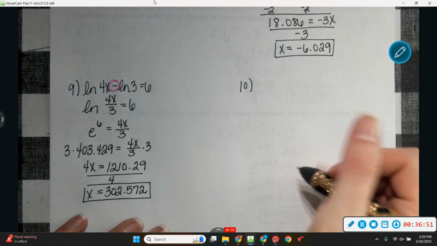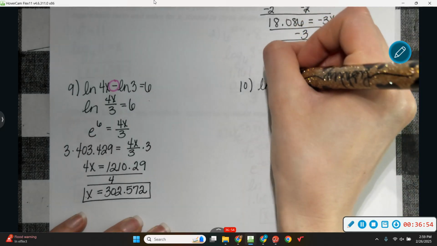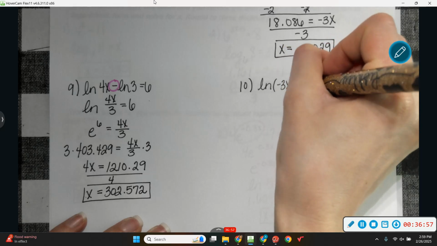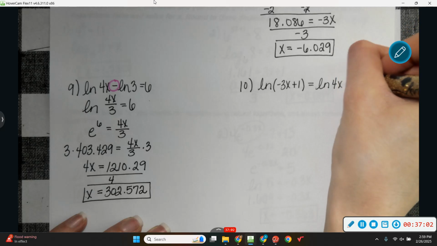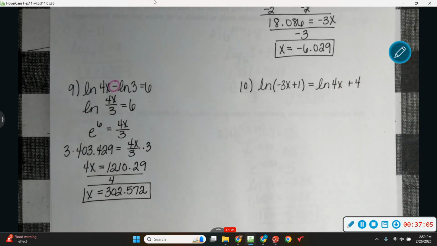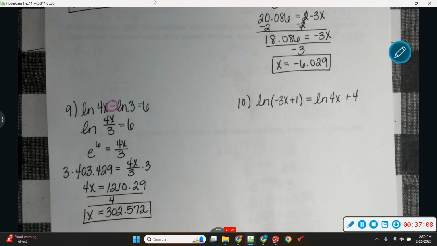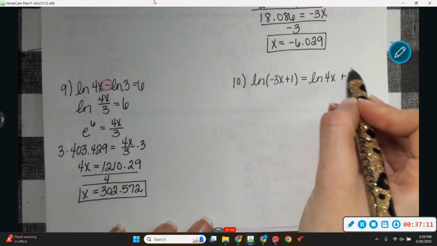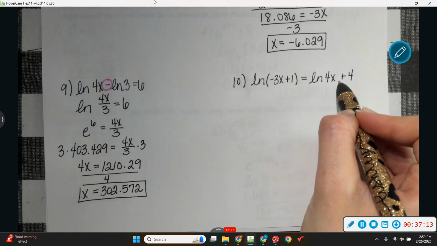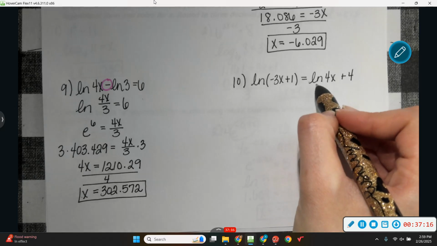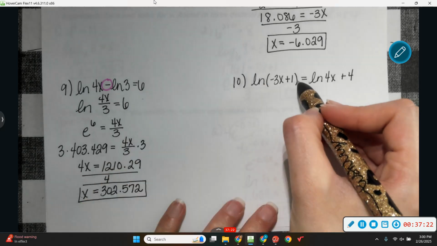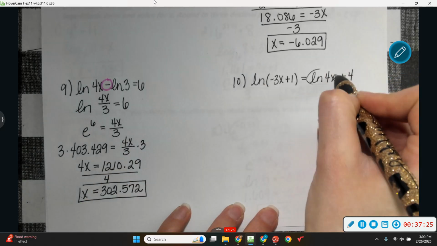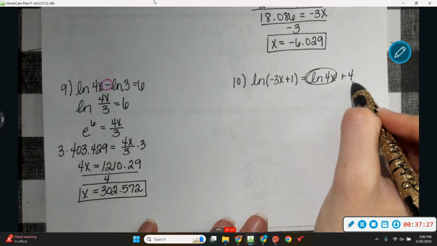Okay, and then for my last one, you have natural log of negative 3x plus 1 in parentheses equals natural log of 4x plus 4. Now you have to be careful with this because if it is written closely, then some people might mistake 4x plus 4 as the entire argument of your natural log. But notice that this had parentheses. It will have parentheses if it has more than two terms. So here, this natural log of 4x is separate from the plus 4. It is not natural log of 4x plus 4.